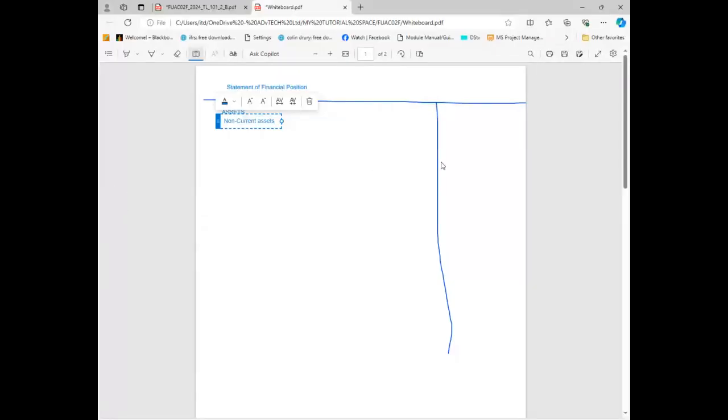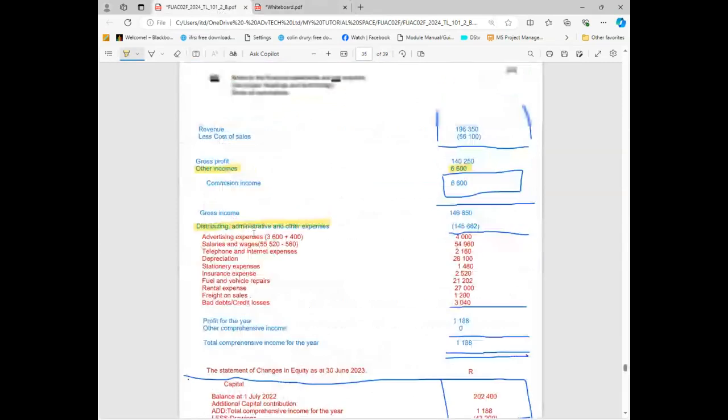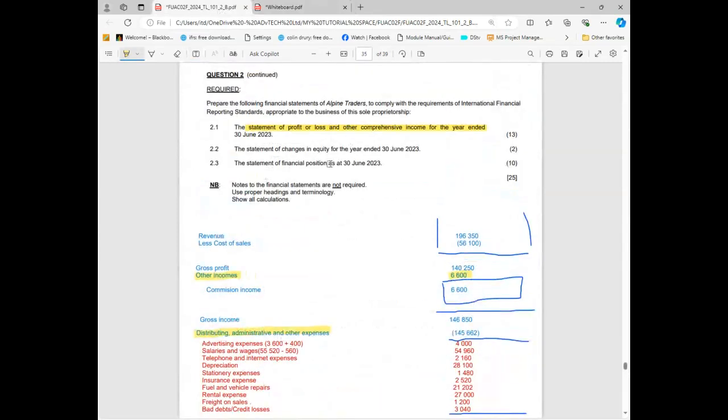And then under the non-current assets, we will put some items there. But now let's check here. They want us to do the statement of financial position. They said the notes are not required. So in future they can say notes are required. But for now I'm just going to ignore the notes. We just have to focus on the statement.